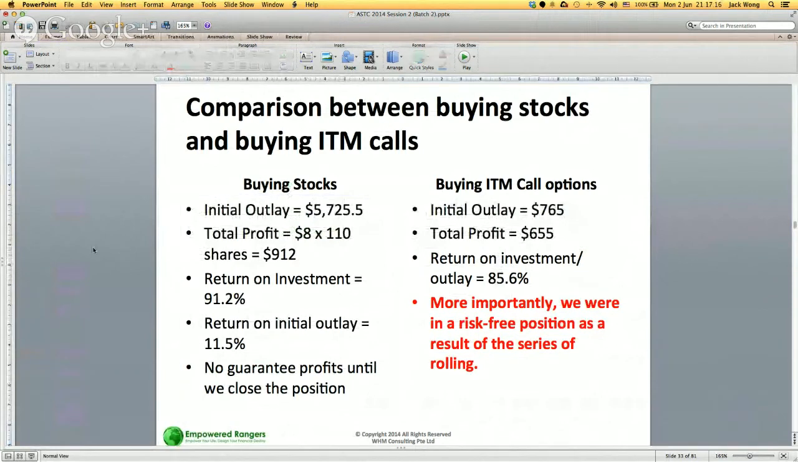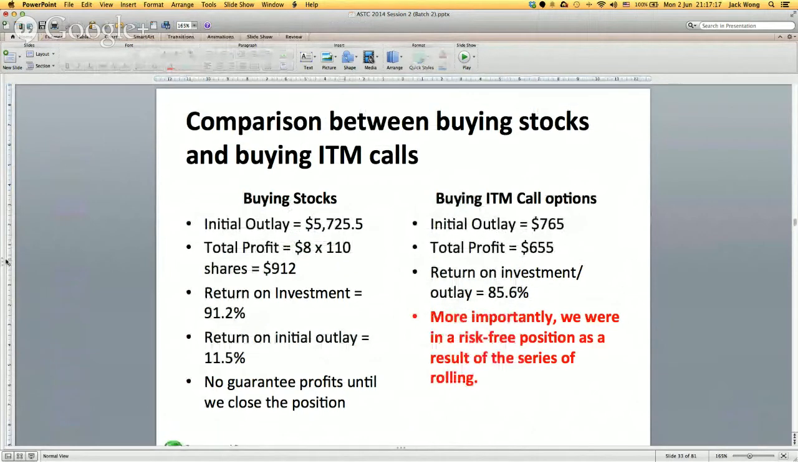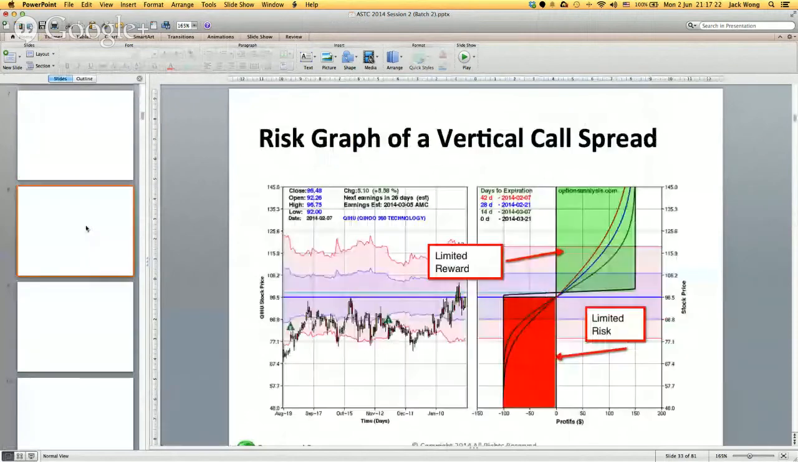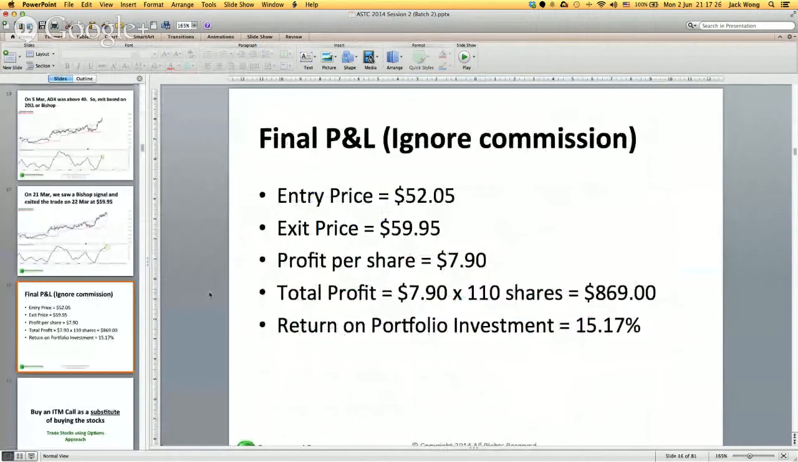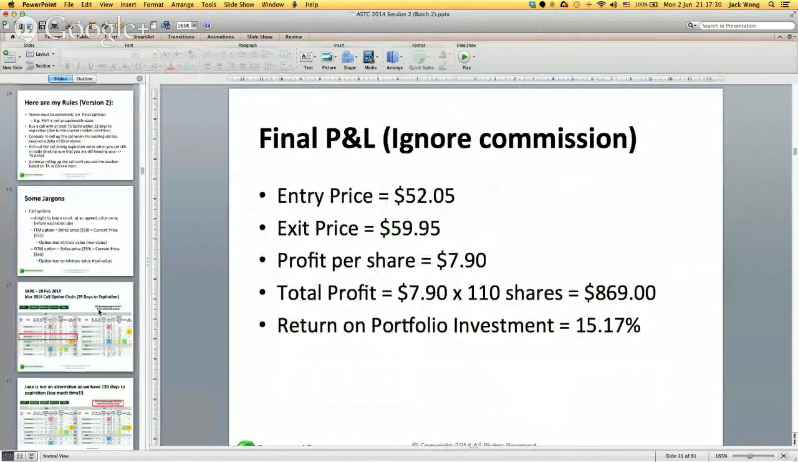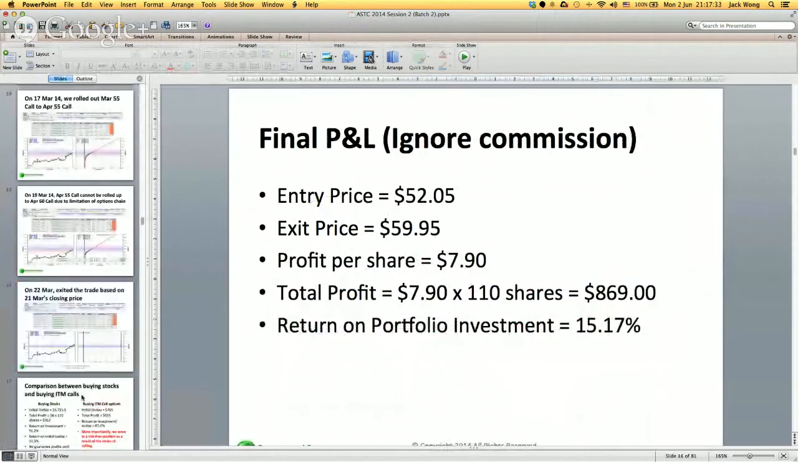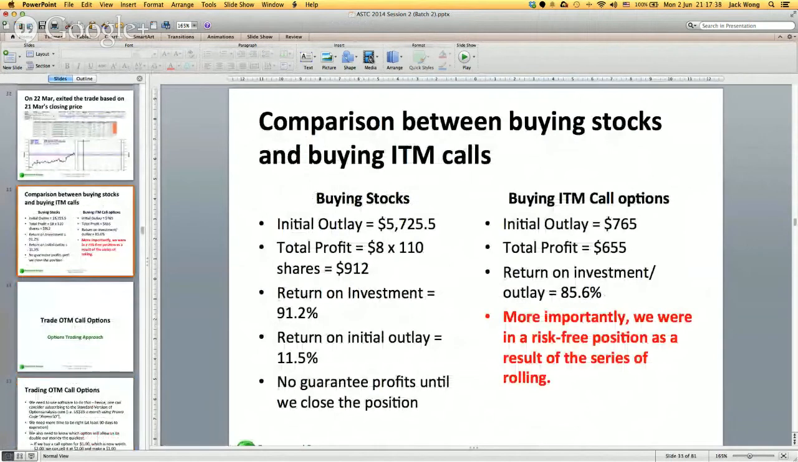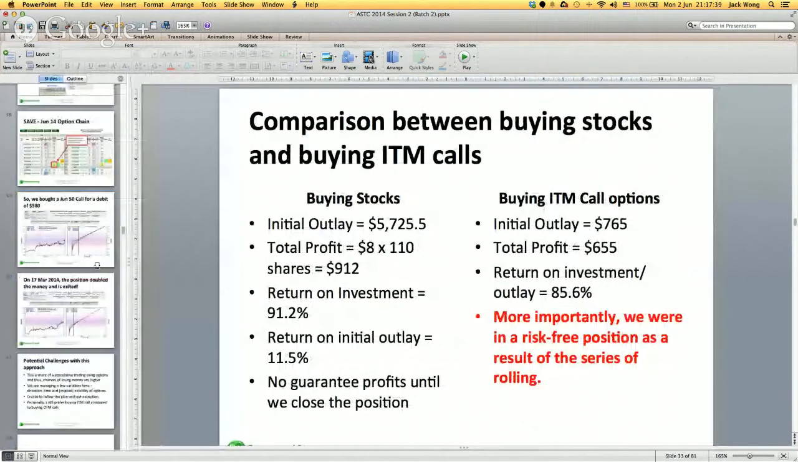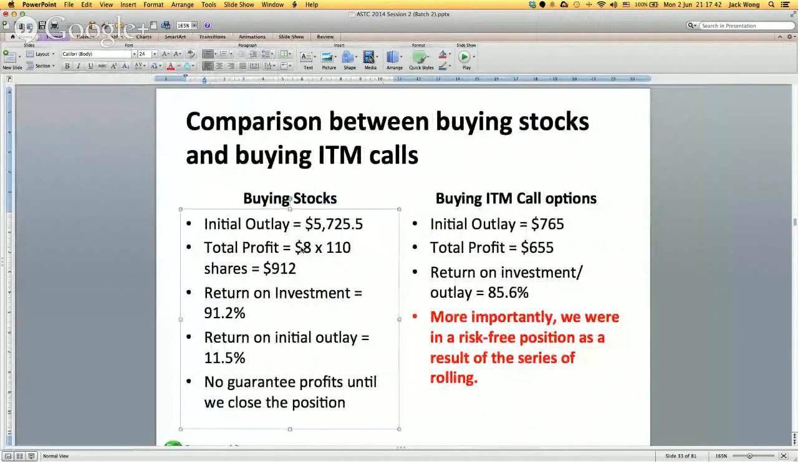I have made a profit of, I believe it's 59 point. Sorry, I have to go back to the previous slides and see what my dollar profit is again, if you don't mind. Okay, mine is 790. That's the one. Let me push it back. So I've got $790 of profit per share times 110. That is 869.